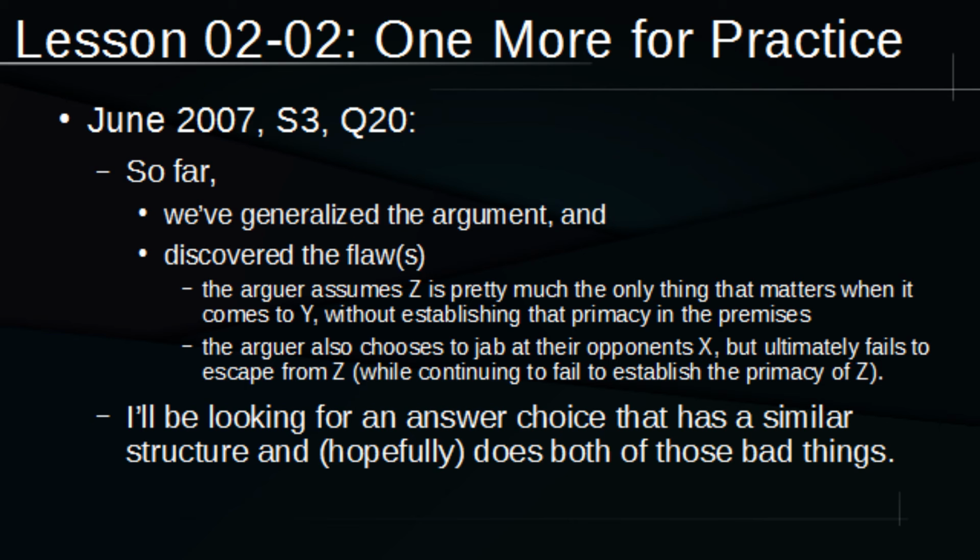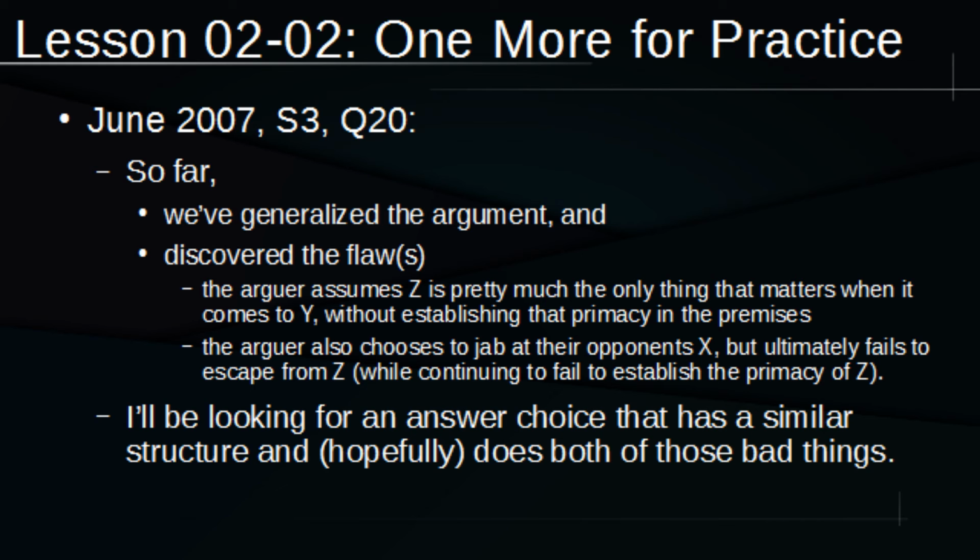The second potential error, if we're trying to pull this whole thing apart, is that the arguer also chooses to jab at their opponents, party X, the historical society. But ultimately, that jab fails to escape from the primacy of Z, while also continuing to fail to establish that primacy. So, in attacking the historical society, they're stuck still talking about Z, and their attack on the society doesn't actually help them establish why Z is so important. They're just basically pretending like Z is important. Everybody knows that. We don't know that. They haven't told us anything that indicates that Z actually matters that much.